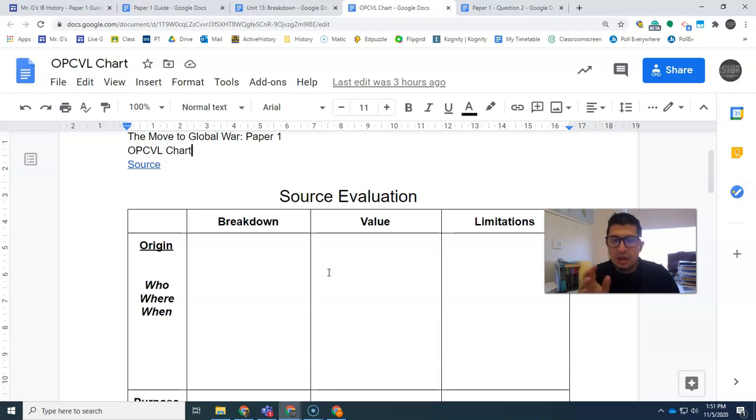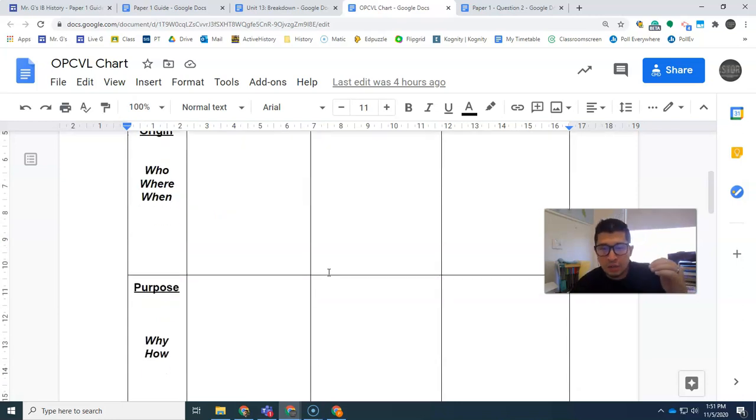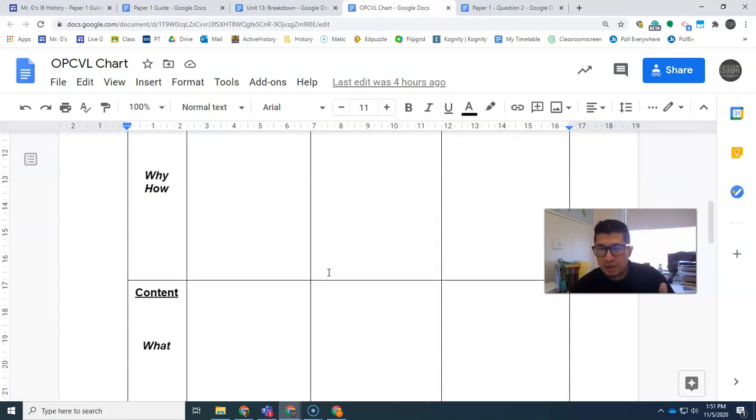Limitations. Same thing. The limitations of the origin. This is a source out of 1930s Germany. It is a diary entry of Adolf Hitler. It's a primary source. This is limited because it's incredibly biased. All right, we are just getting Hitler's perspective on things going on inside of Germany, and it might not be a holistic view of how all Germans perceive the event. Value, limitation through the eyes of the historian. All right, and you're going to do that for purpose and then for content. Okay?